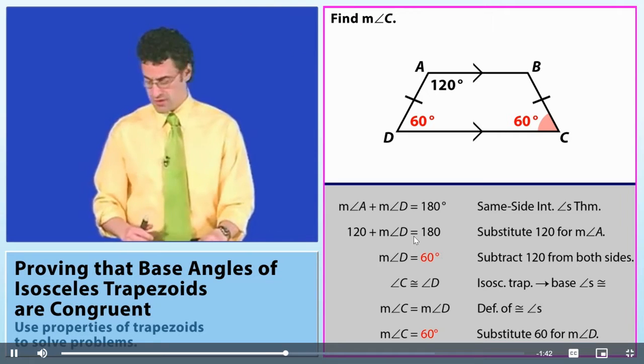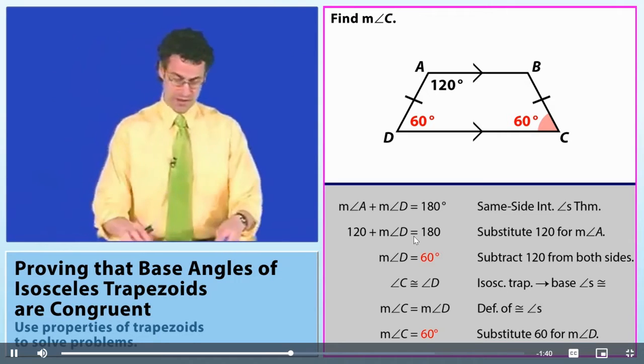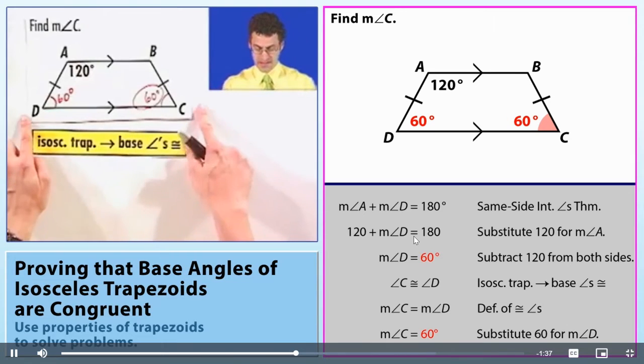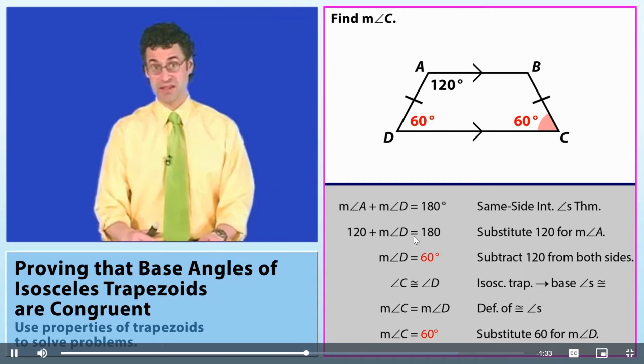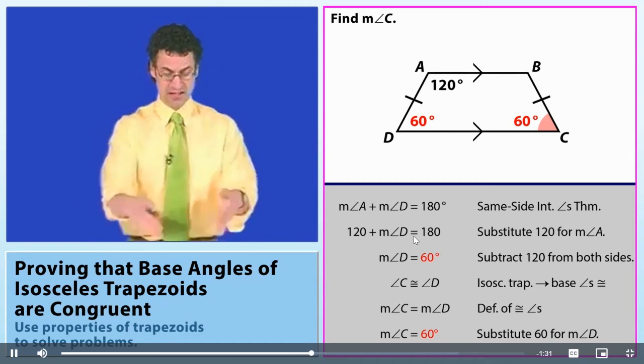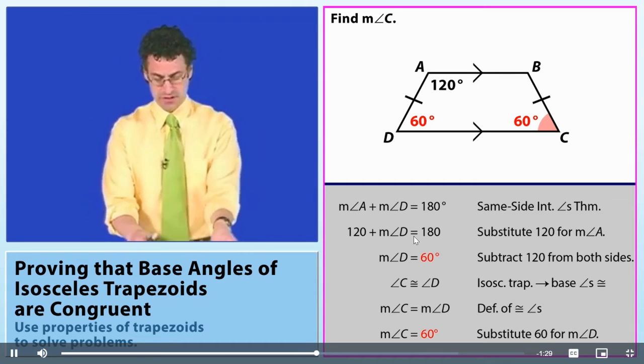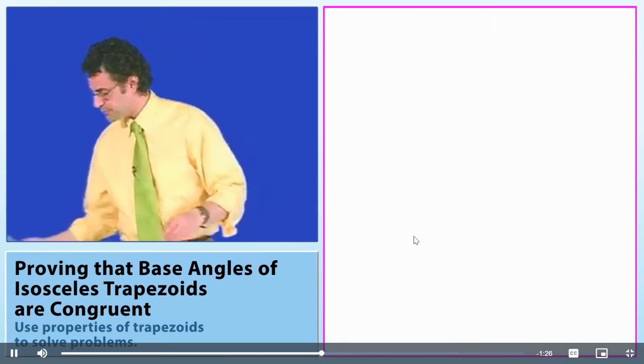Lots of structure to an isosceles trapezoid. What property am I using? I'm using the property that an isosceles trapezoid has the feature that the base angles are congruent. The base angles are congruent, just like an isosceles triangle in a way. So that's why they have a similar name. Okay, hey, let's have some more fun.